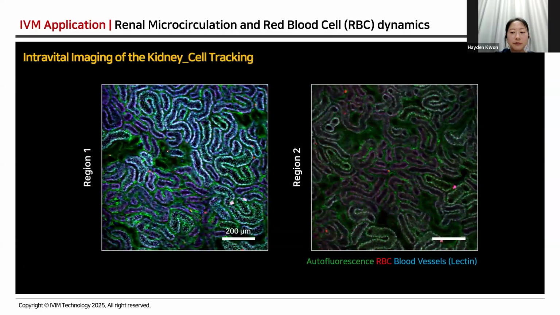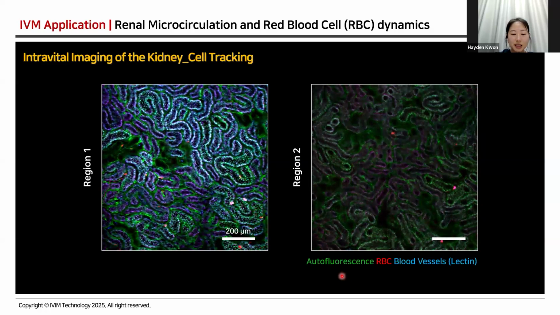So because brightness can vary depending on tissue position and imaging depth, there is a difference between the first and second location shown here. However, even at deeper layers, we were still able to observe the red blood cell flow and perform quantitative analysis to calculate flow velocity. So this means we can monitor changes in blood flow speed before and after inducing kidney-related inflammation disease or after administering therapeutic drugs to treat that kind of disease condition.